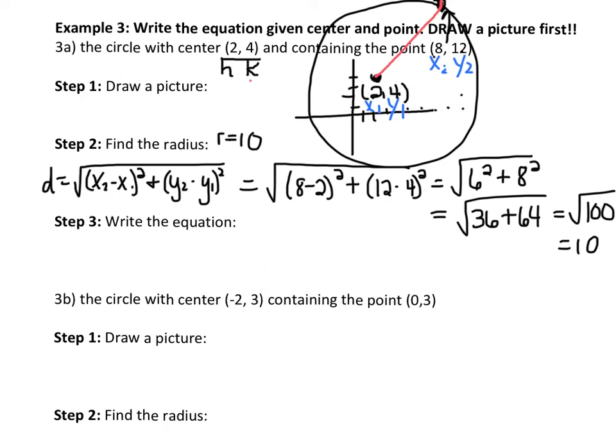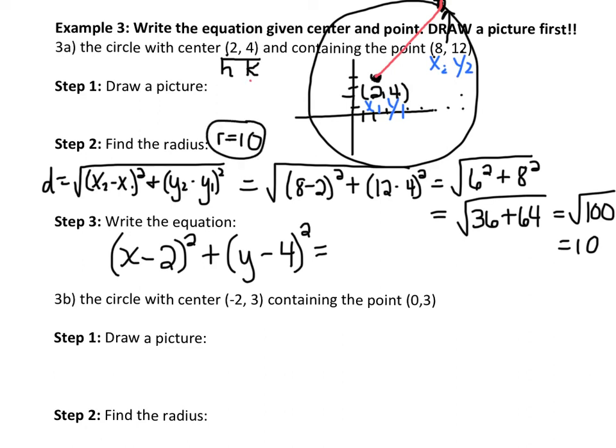Now we can plug our information into the equation. It will be x minus our h, which is 2, y minus our k, which is 4, and it will equal our radius squared. We're going to end up squaring the 10. When you square 10, you get 100. So that's our answer.